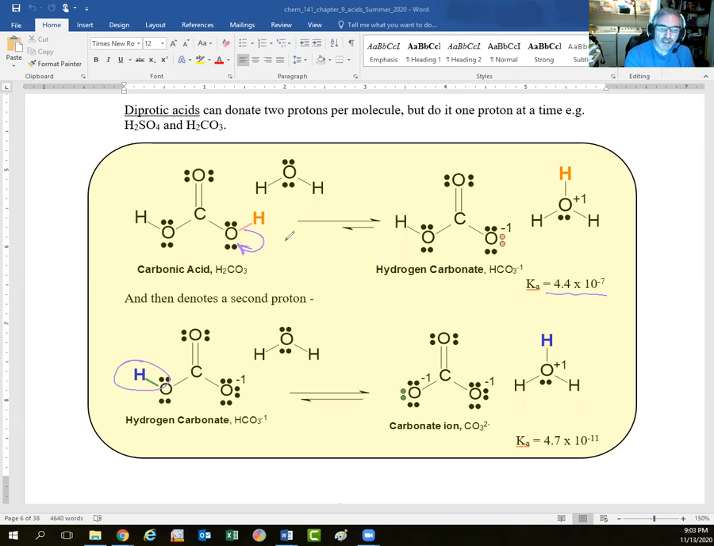So although a relatively modest number of molecules gave away that first proton, an even smaller number of molecules of the hydrogen carbonate give away the second proton. We find this with all acids which can give away multiple protons. Each proton donation makes the next one progressively harder. So very few of the molecules will actually successfully give away both protons.